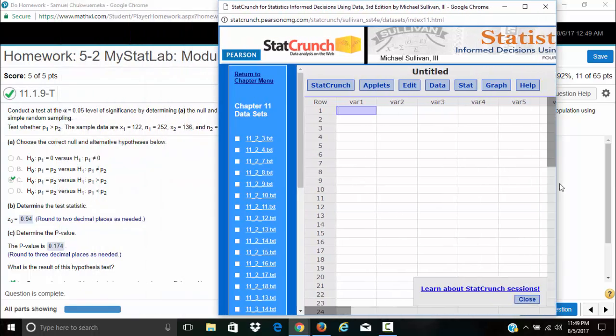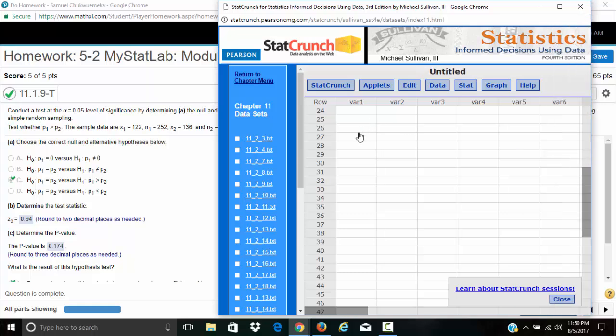And with StatCrunch, the one thing is that with my calculator, I try to answer everything, including the conclusion. But if you're going to do this with StatCrunch, you need to take down notes for your decision and your conclusion. Decision is whether to reject the null hypothesis or to fail to reject the null hypothesis. And then your conclusion will be, is there sufficient evidence or not sufficient evidence?